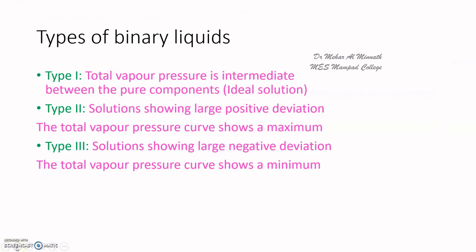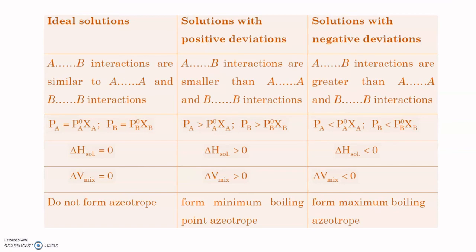compare the properties of the ideal solution, non-ideal solution, solution showing positive deviation and solution showing negative deviation, these are a few comparisons which we can do. One is interaction. In ideal solution, all the interactions are the same: AB interaction, AA interaction, and BB interaction are the same. But for solutions showing positive deviation, AB interaction will be less than AA and BB. And for negative, AB interaction will be more than AA and BB.